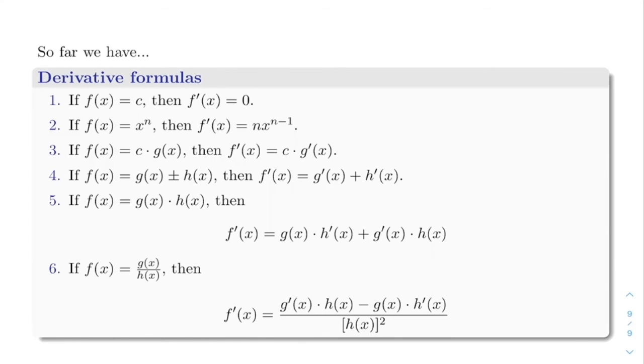Now we can add two new formulas to our list. These four formulas were from the previous video, and this video added formulas number 5 and 6: what to do in the case of a product and what to do in the case of a quotient. In the following video, we will learn how to find the derivatives when some composition is involved.